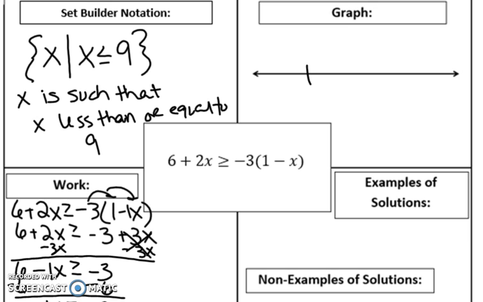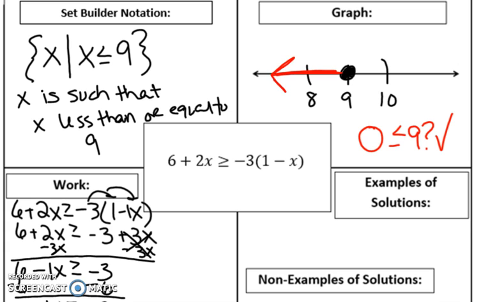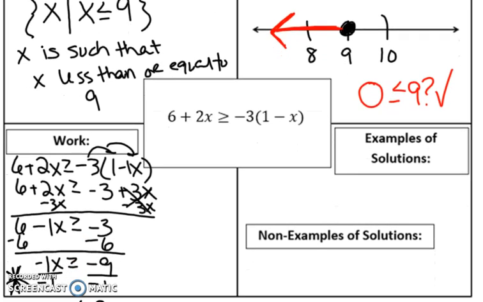Now, on my graph, I'm just going to put 3 points. I'm going to put 8, 9, and 10. If I look, it's less than or equal to, so it needs to be a closed circle. And when I do my line, if your variable's in front, you can point your graph the way the arrow is pointing. However, always use a checkpoint. If I check 0, is 0 less than or equal to 9? Well, yes, it is. So I want to make sure I point towards 0. Because 0 is a solution, we want to point towards 0.